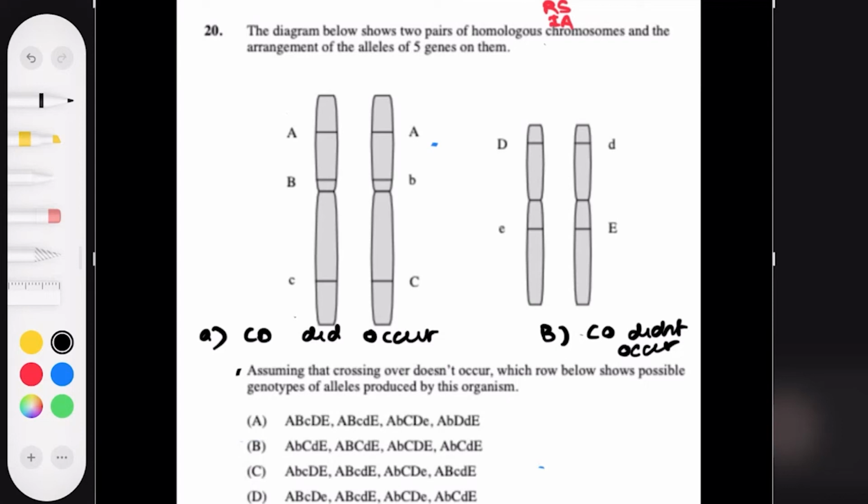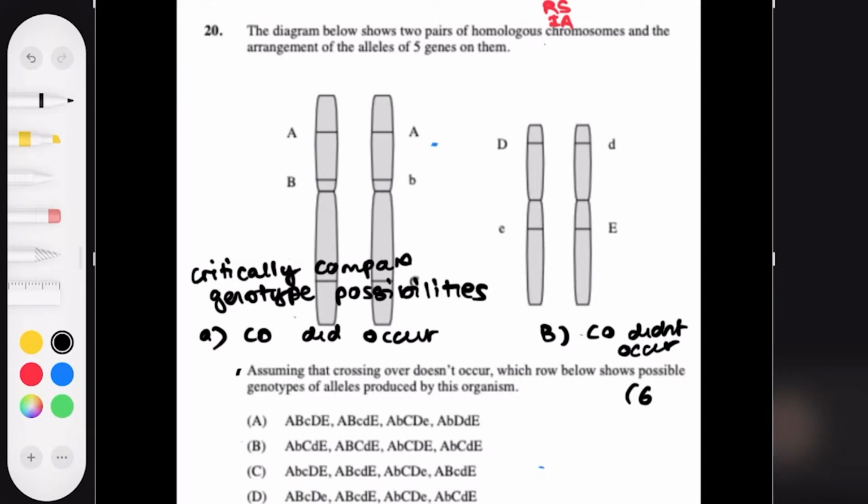Wait, so what's the actual question that the long response is asking? Contrast the genotype possibilities, or it'll be a broader question because contrast specifically means differences. It'll be critically compare. You could say discuss. Yeah, you could say discuss. Critically compare the genotype possibilities if crossing over did occur and crossing over did not occur. 6 marks. Give it a go.